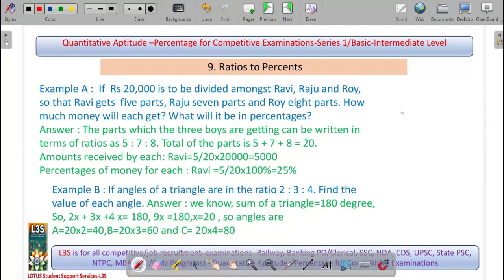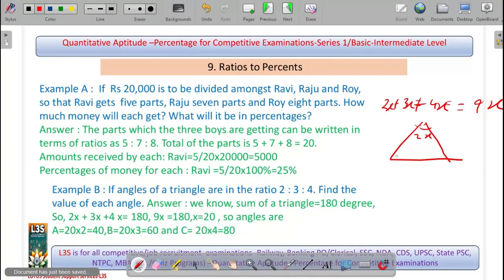Next one: the angles of a triangle are in the ratio of 2, 3, 4. So the total will be 2 plus 3 plus 4. Find the value of each angle. So say 2x, 3x and 4x. That will be 9x. Now when we take the sum of the angles of a triangle, one is 2x, one is 3x, one is 4x. These are the angles.